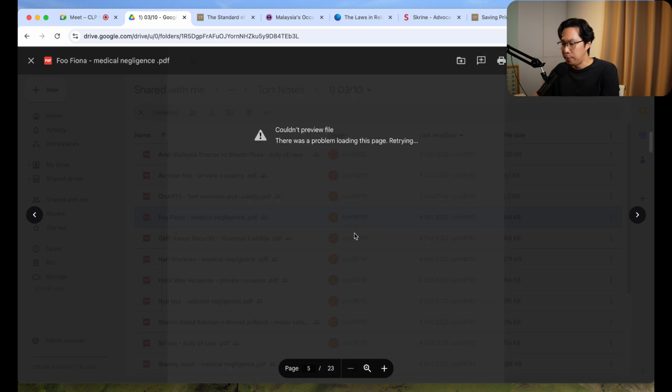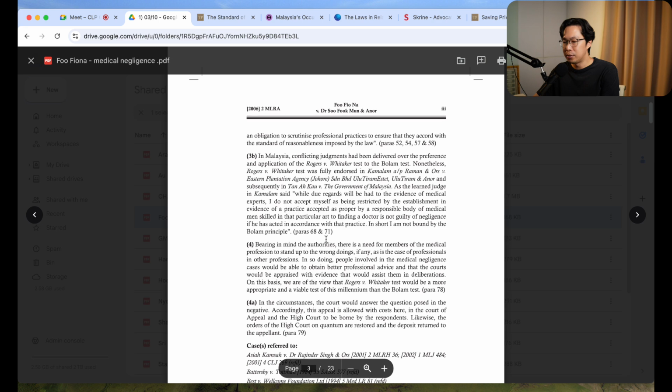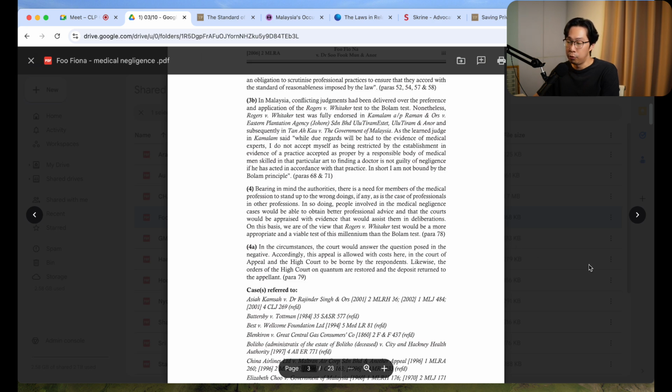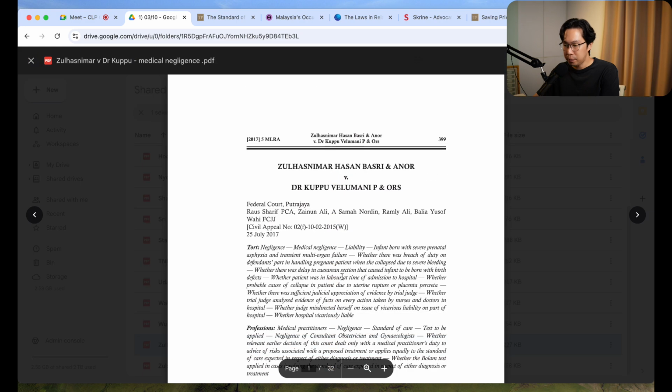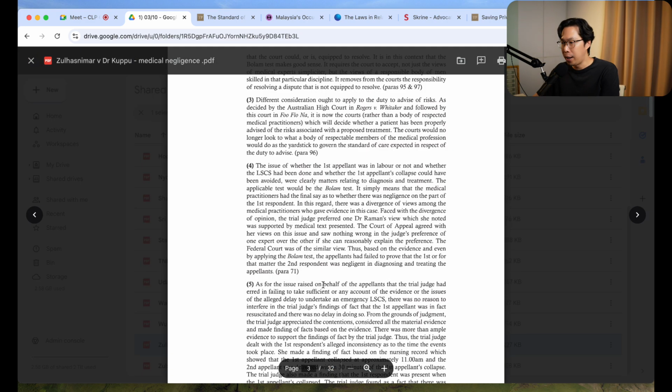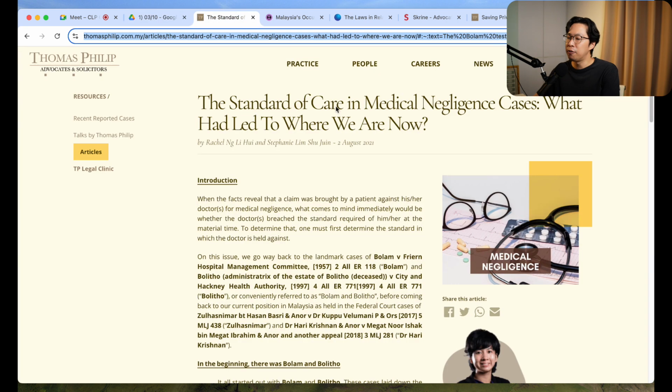This is how many pages? 20 plus. If you're a little bit lazy, then you can read the headnote part, but please try to read the full case. For Zuhasnima, I want you to read the headnote part. What is the standard of care for medical negligence? I also made a podcast about this, which I'll put a link to in the YouTube video.